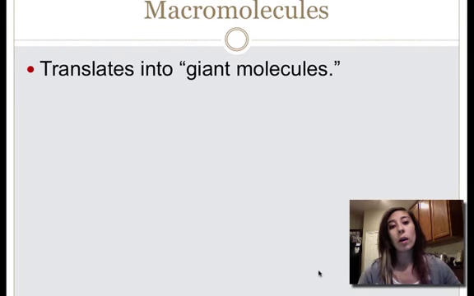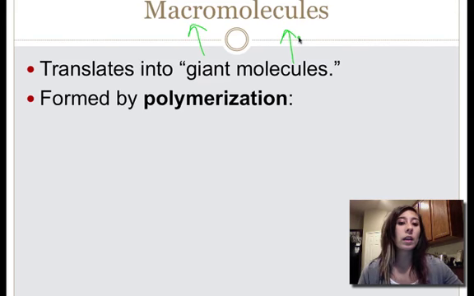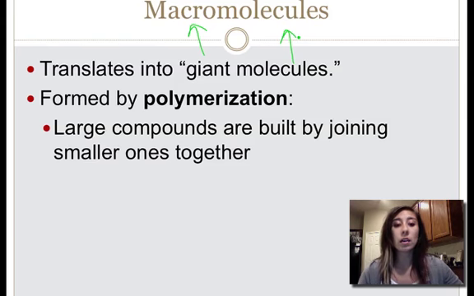Secondly, let's talk about macromolecules. So how do we go from one carbon being attached to many carbons and getting basically what is known as a giant molecule? Macromolecules will literally translate into giant molecules. Macro meaning giant, and then obviously molecules. And we can get these macromolecules by way of polymerization. Polymerization is simply taking smaller molecules and joining them together to make larger molecules. That is called polymerization.